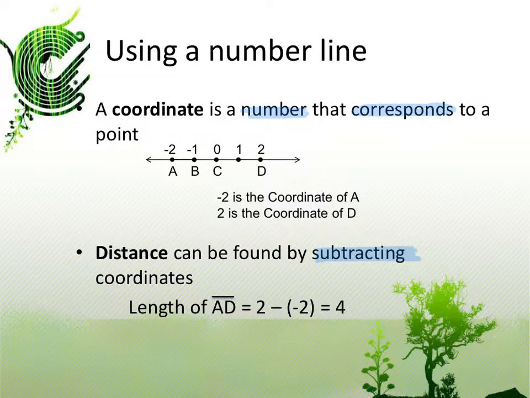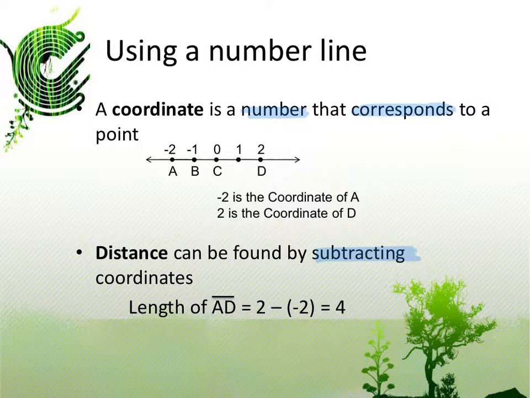All right, so when you have a number line, a coordinate is a number that corresponds to a point. So we would say that -2 is the coordinate of A. Or we could also say 2 is the coordinate of D. So the coordinate is a number that's going to correspond to a point. Okay, so basic number line, and we can assign letters to the points.